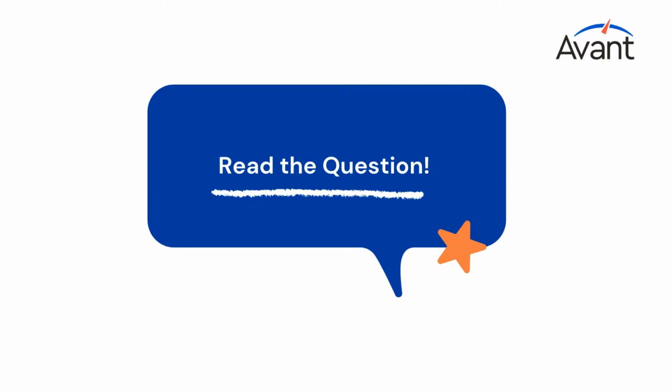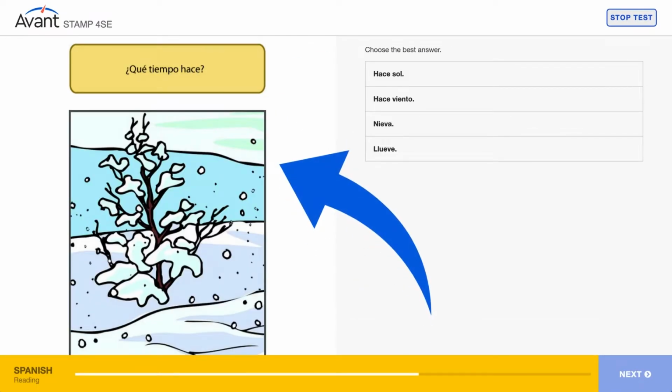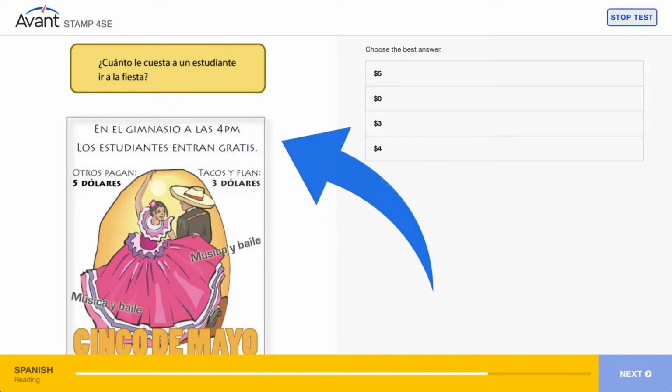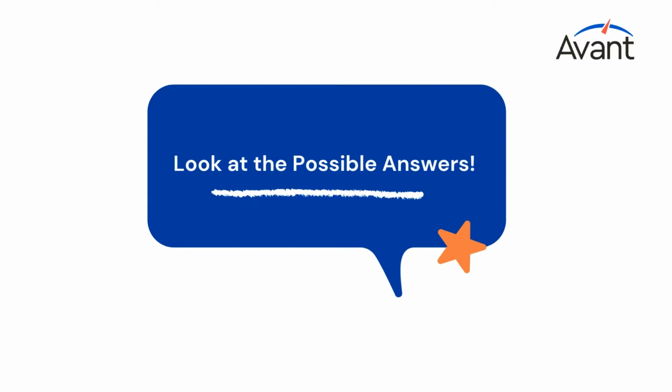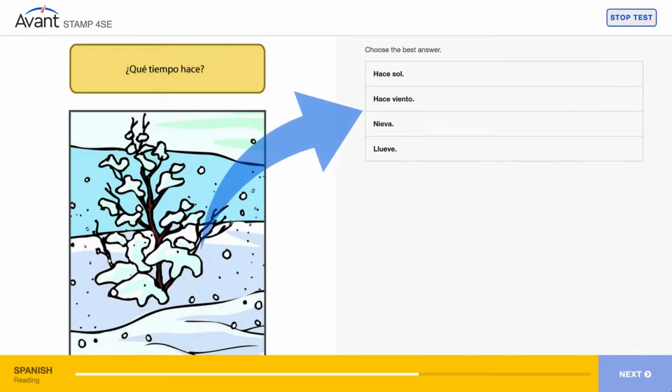First, read the question on the left. You might see just a question with an image, or a question with text to read. Next, look at the possible answers on the right. You might see images or text.